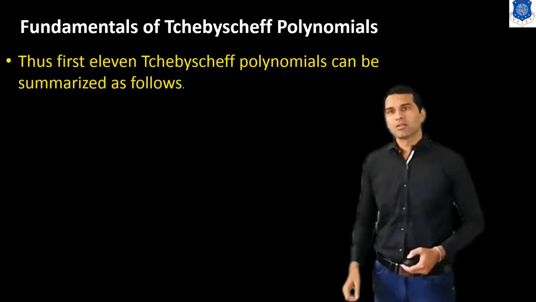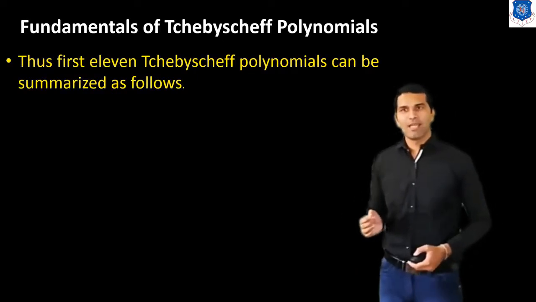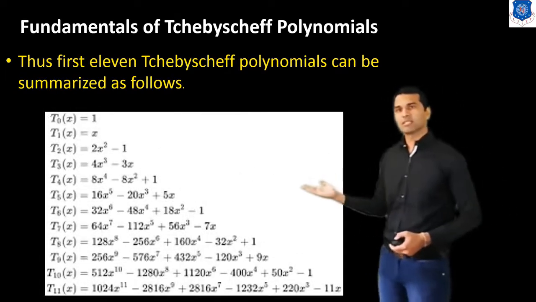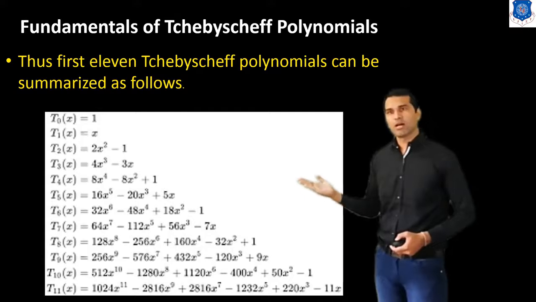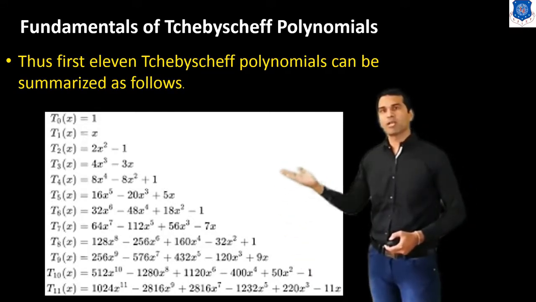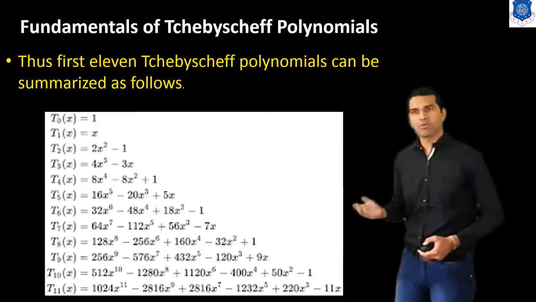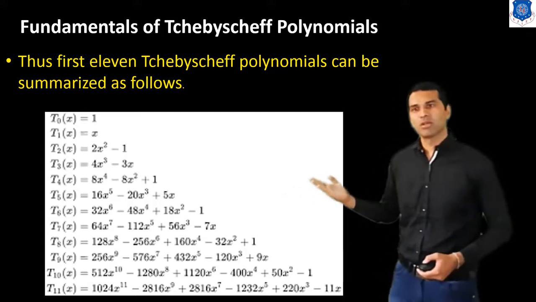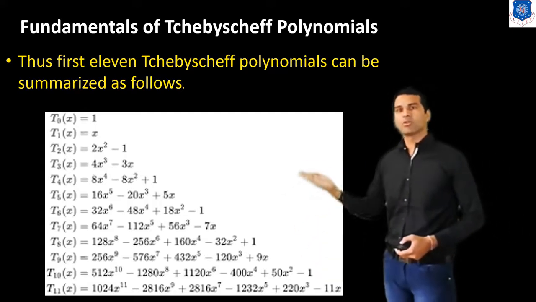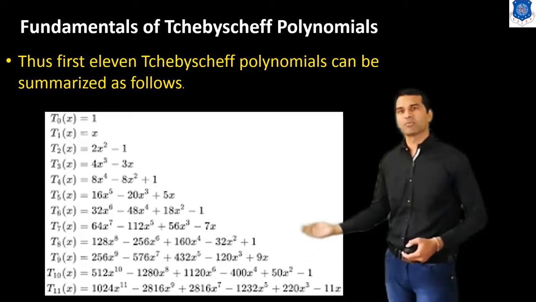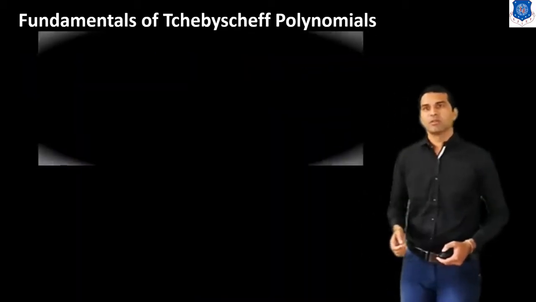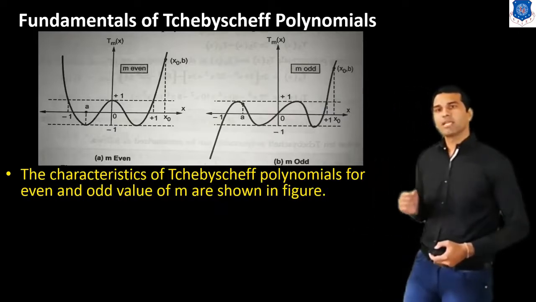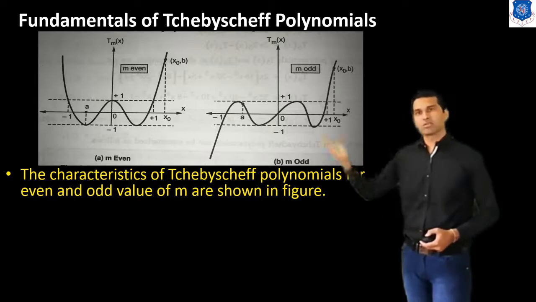Thus the first few Chebyshev polynomials can be summarized using this table. Here, for the first polynomials, we get T0(x) equals 1, T1(x) equals x, then T2(x) equals 2x squared minus 1. We can summarize them using this table. Now the characteristics of the Chebyshev polynomial for even and odd values of m are shown in the figure.